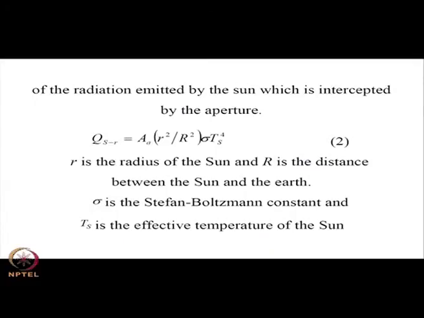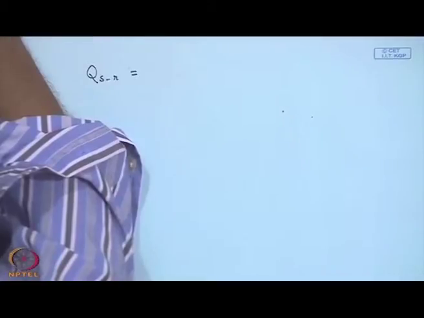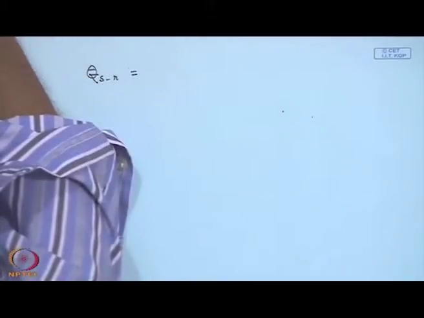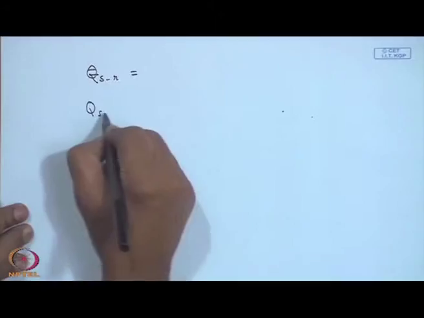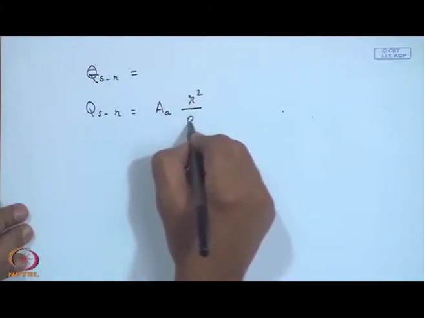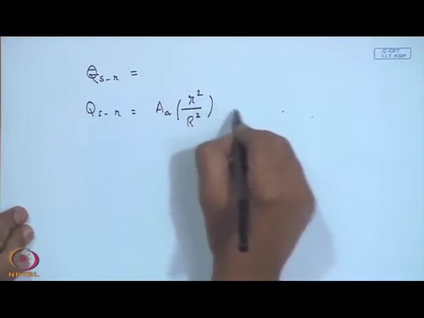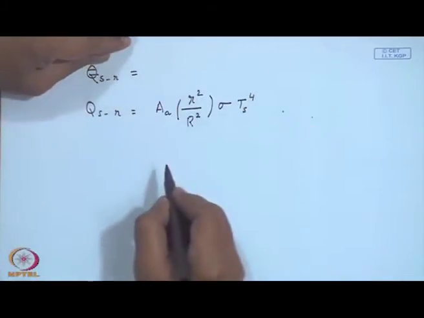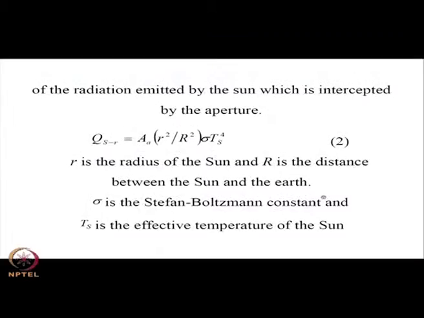So, the radiation emitted by the sun reaching the receiver will be A r square upon r square times sigma T s to the power 4. Here r is the radius of the sun and capital R is the distance, sigma is the Stefan Boltzmann constant, and T s is the effective temperature of the sun.